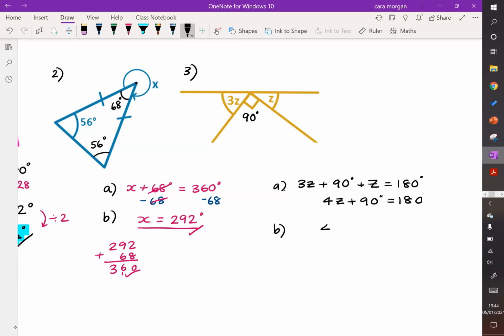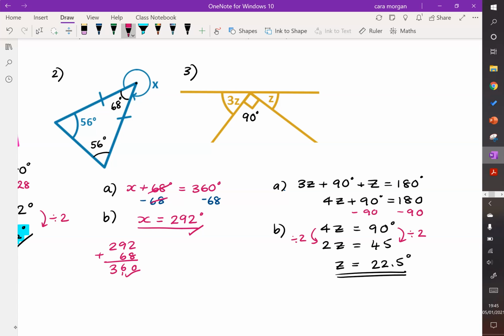I'm going to solve my equation now. I'm going to subtract 90 degrees from both sides. And that means that 4 z's must be worth 90 degrees. I could make 2 z's equal to 45 degrees if I wanted to, and then 1 z is half of that, which is 22.5 degrees. I could have directly divided 90 by 4, but I chose to do it in steps, and so can you if you want to. It doesn't really matter.